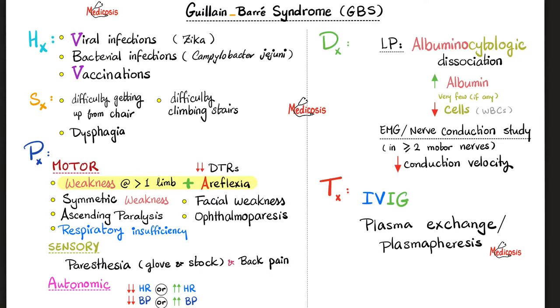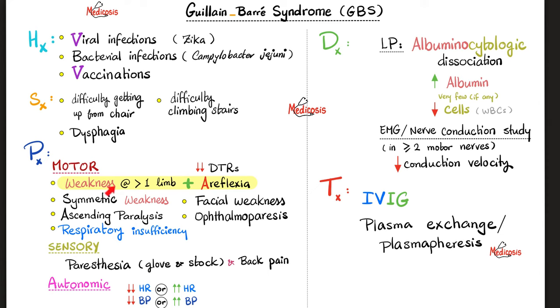Let's summarize everything that we talked about today about Guillain-Barré syndrome. History. The patient had viral infections or bacterial infections or inoculations or surgery, etc. And then 1 to 4 weeks later, started developing neurological manifestations. The patient can complain of, I cannot get up from a chair or it's becoming difficult. I'm having hard time climbing upstairs. I have difficulty swallowing, etc.